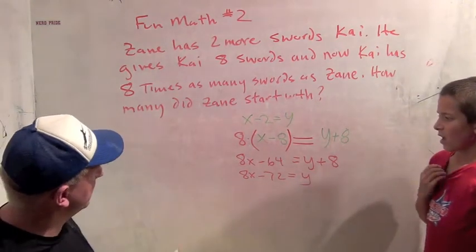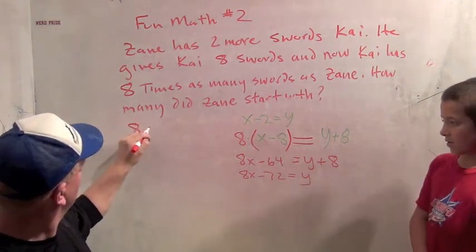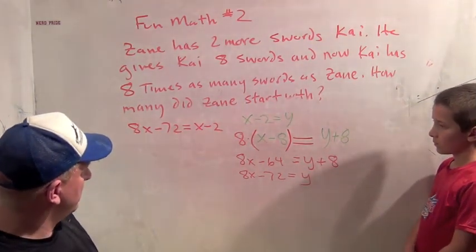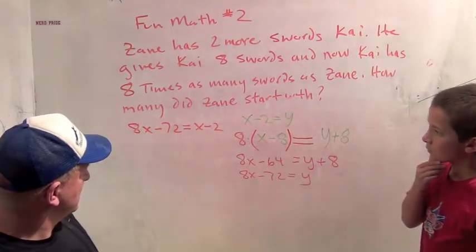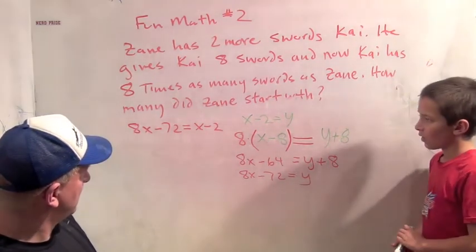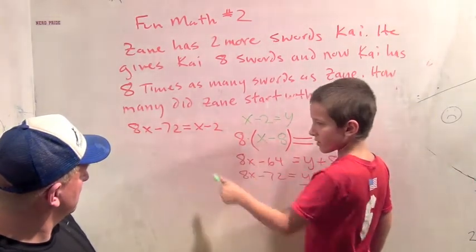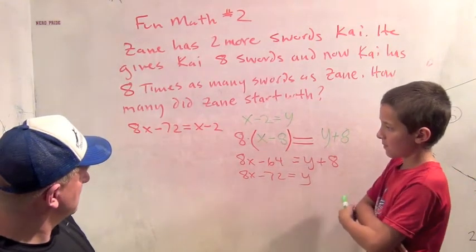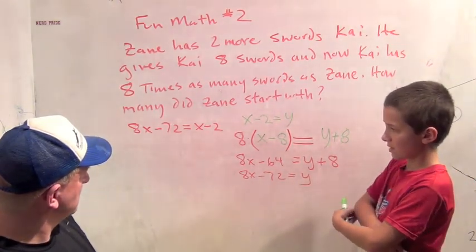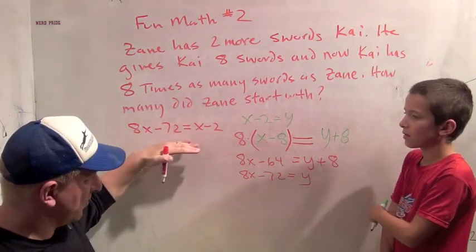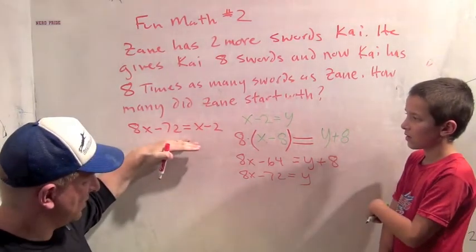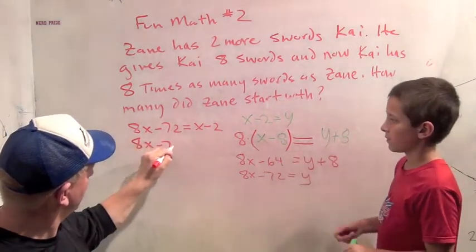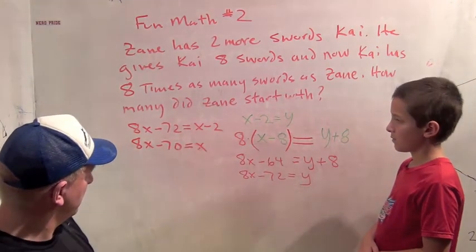So what do we know is true? 8x minus 72 equals X minus 2. All right, what's next? How do you solve this? We add 2 to both sides. You did the right math, but you said the wrong thing. What do you do to both sides? You add 2. 8x minus 70 equals X.